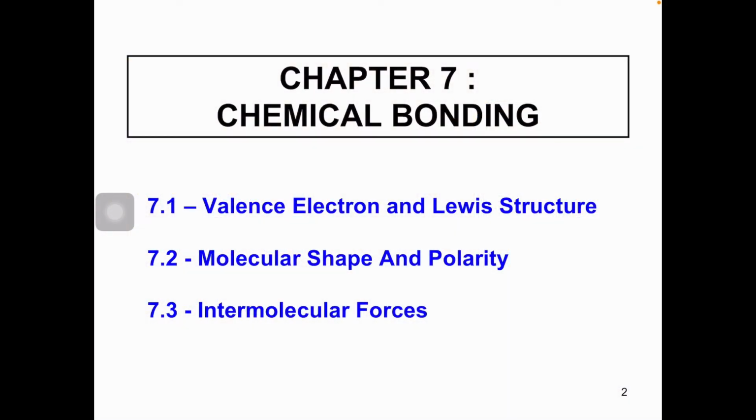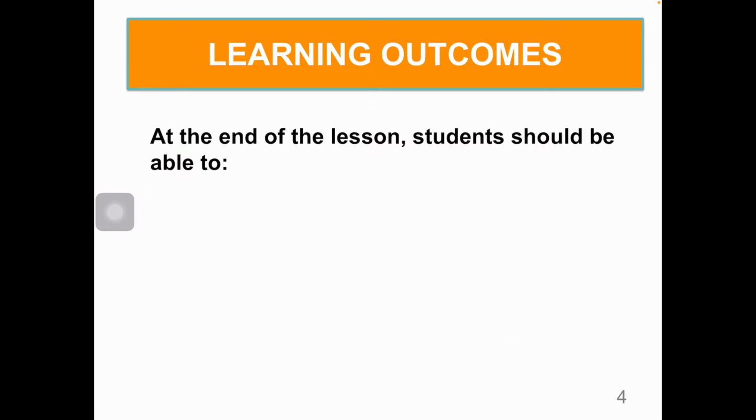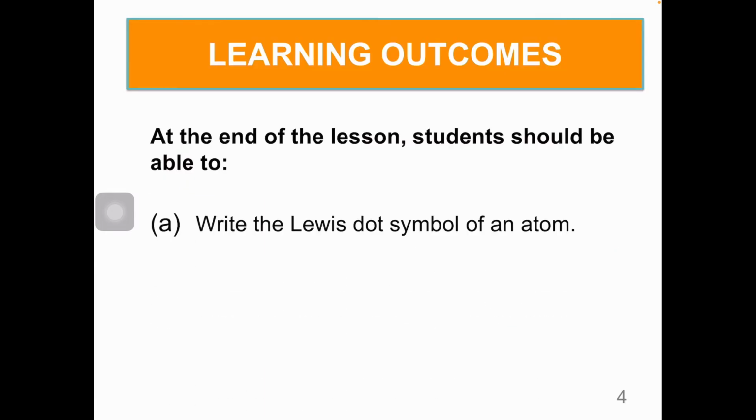Okay, hi. This is the video on chapter 7, which is on chemical bonding. So in chemical bonding, we have 7.1, 7.2 and 7.3. Alright, as for the first part for chapter 7, which is 7.1, you're going to study on the valence electron and Lewis structure. And these are the learning outcomes that students should know.